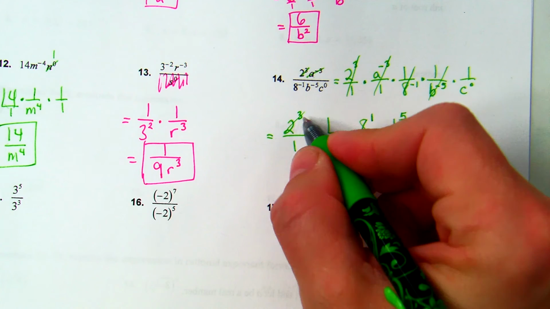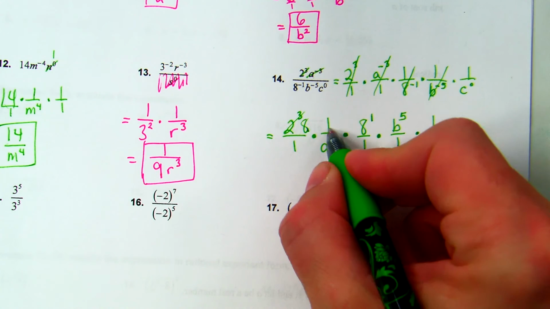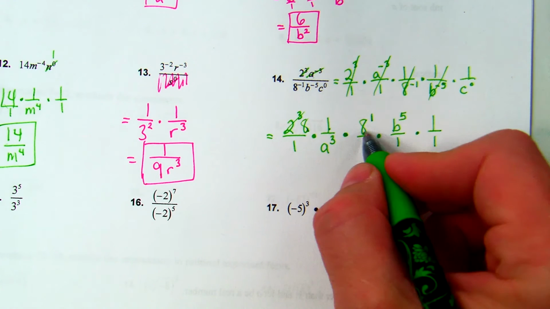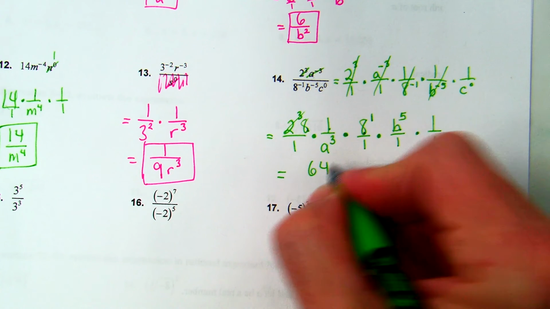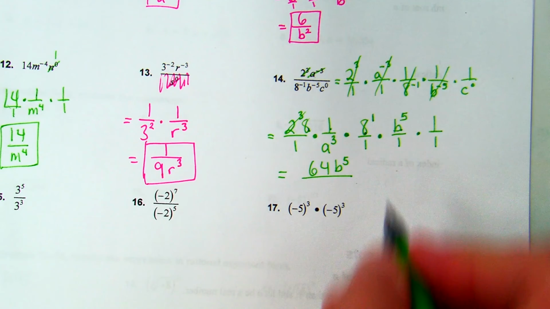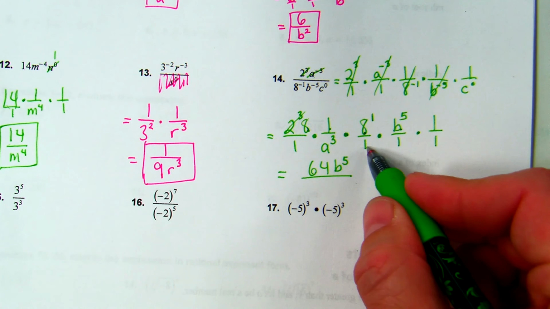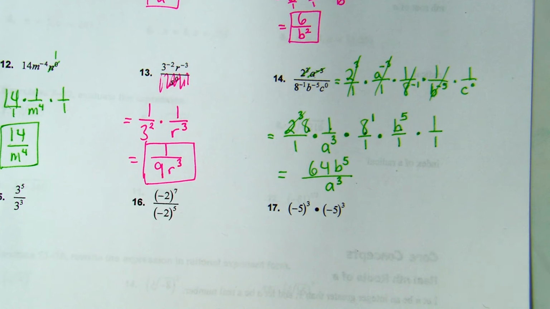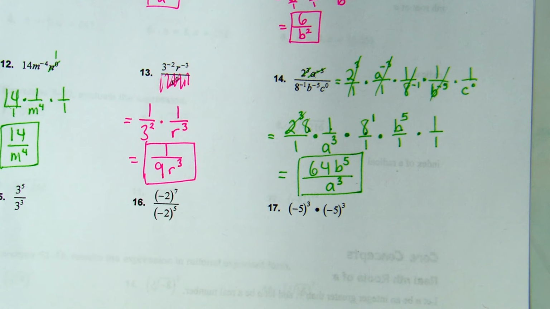So 2 cubed is 8. 2 times 2 is 4, times 2 is 8. 8 times 1 times 8. 8 to the first power is just 8, right? So 8 times 8 is 64. Times b to the 5th times 1. You're going to end up with 64b to the 5th power. And that's all the top. Now all the bottom is going to be 1 times a cubed, or a to the 3rd power, right? Times 1 times 1 times 1 just leaves me with a cubed. And that's my answer. Everything's in positive form. All my exponents are in positive form. And so I'm done with that one there.